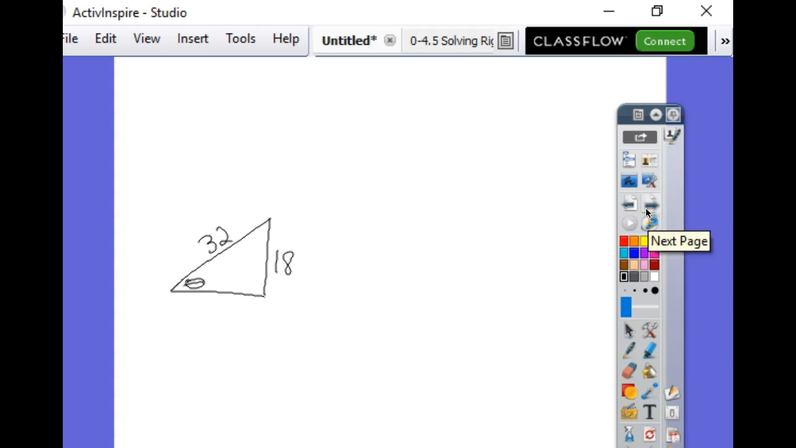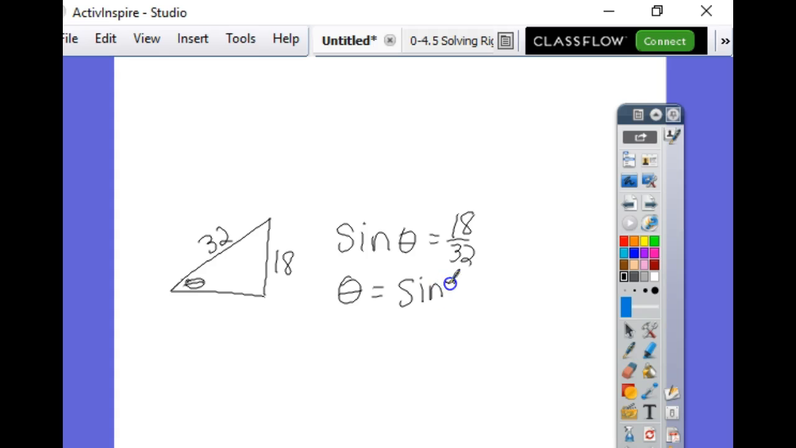Okay, so for number 3, this is what your triangle should have looked like. And I'm looking for the angle. So this is opposite. Which one am I using for opposite over hypotenuse? Sine. So I got 34.229 degrees. So next.